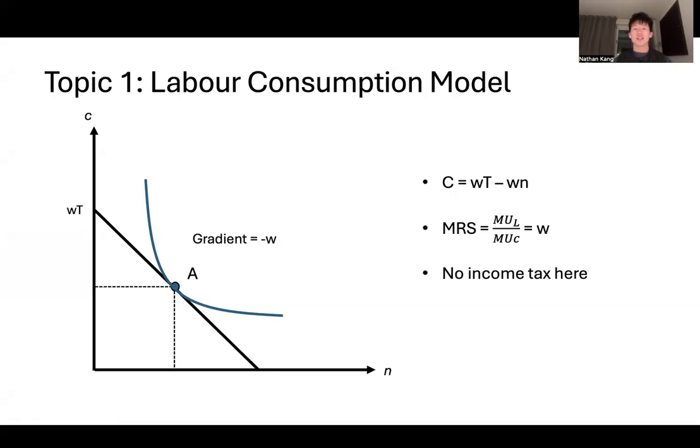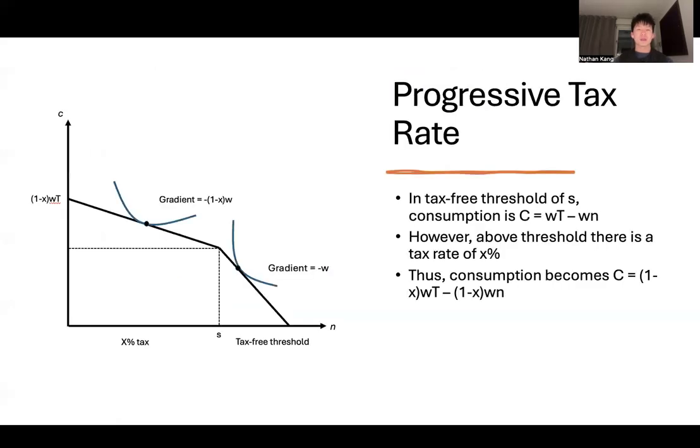We're going to be modeling consumption as being equal to WT minus WN, where W is the real wage. And at the point A, which is shown on the graph on the left, the worker is optimizing between leisure and consumption, and their MRS is equal to W, their real wage. Do note that no income tax is being modeled here in this slide.